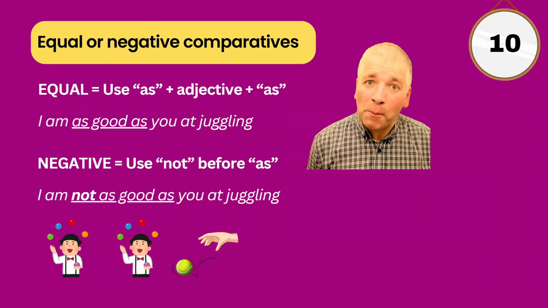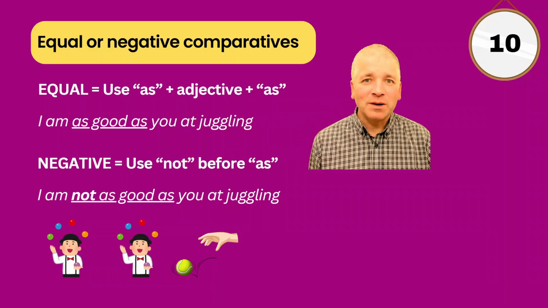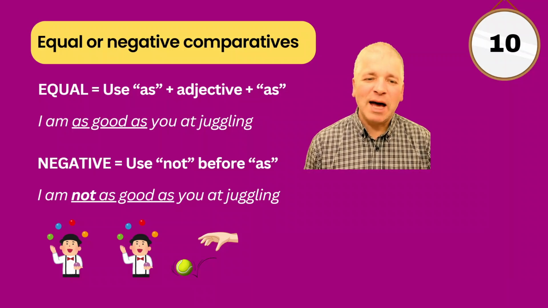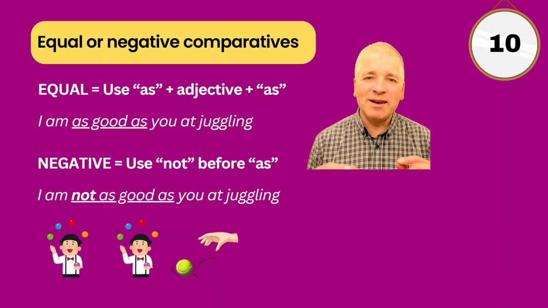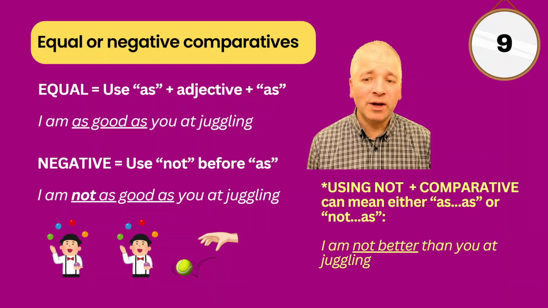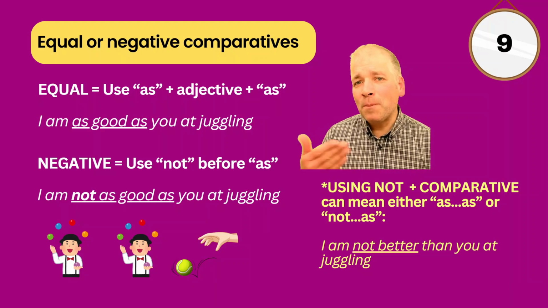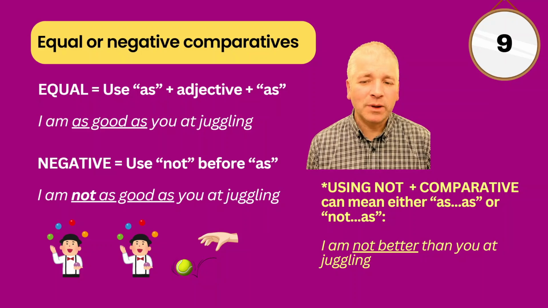This person has dropped the ball though, so they're not on the same level. So we can say, I'm not as good as you at juggling. Not as good as you makes it a negative comparative. Now there's one more way to do it, and that's using not followed by the actual comparative adjective.